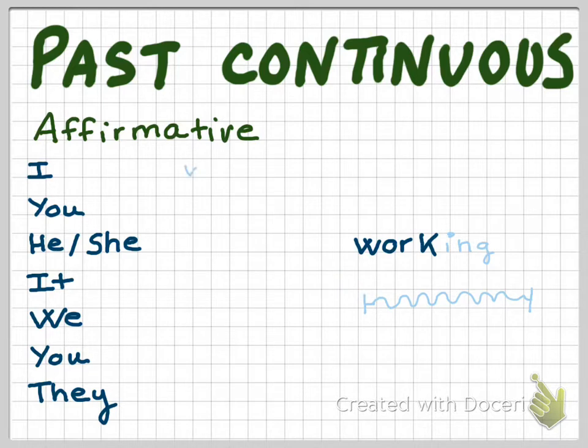I was, you were, he was, she was, it was, we were, you were, they were. See, it's easy. What you need to remember is that you need both parts to form the past continuous.